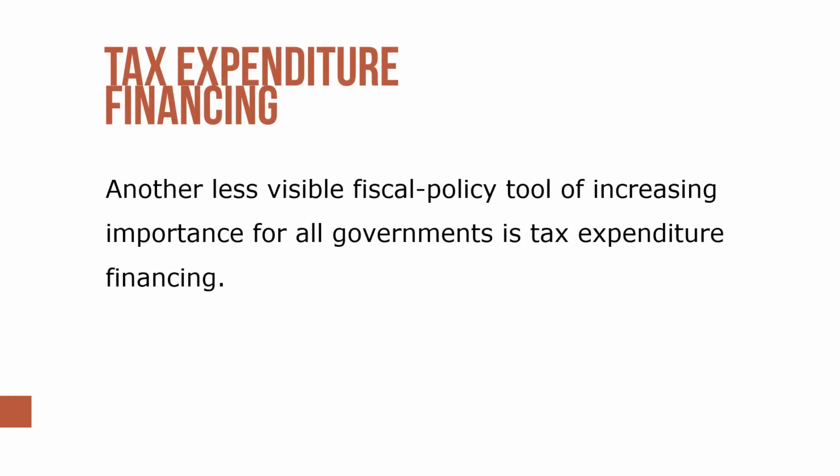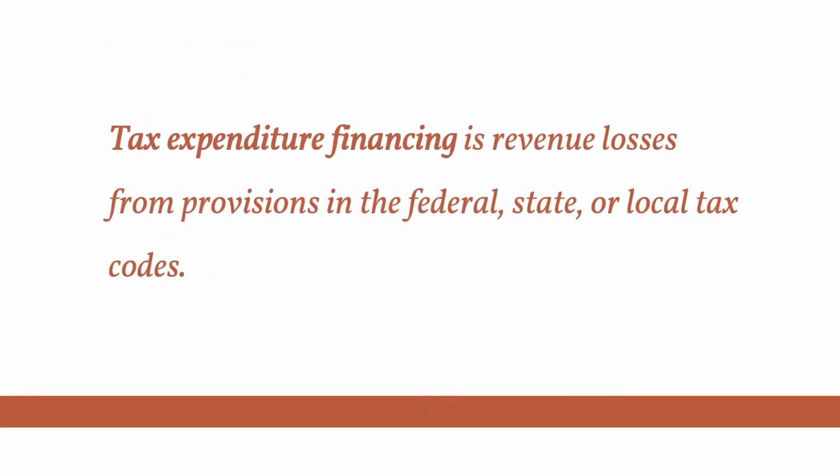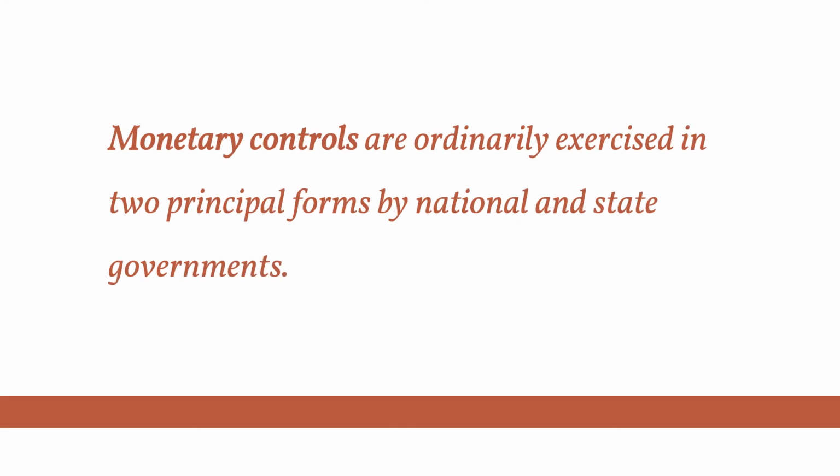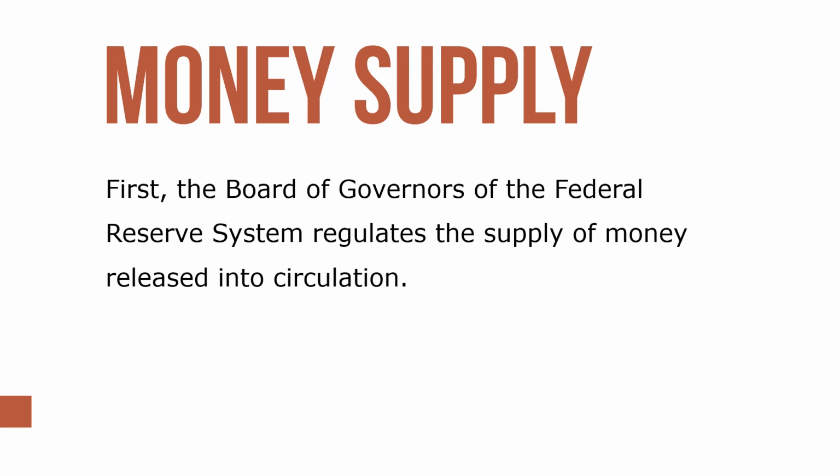Tax expenditure financing is a practice of giving favorable tax breaks for certain kinds of spending by individuals, nonprofit institutions, religious organizations, professional sports franchises, and corporate enterprises. Tax expenditure financing is revenue losses from provisions in the federal, state, or local tax codes. Monetary controls are ordinarily exercised in two principal forms by national and state governments. First, the Board of Governors of the Federal Reserve System regulates the supply of money released into circulation.